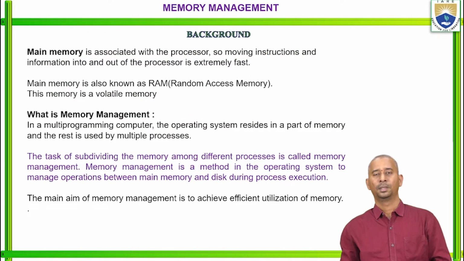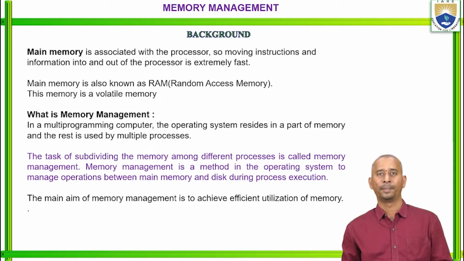So this is some background related to memory management. We know what is meant by main memory. Main memory is associated with the processor. Whatever instructions we are going to execute are always stored in the main memory, so that's why the processor executes more tasks. Main memory is also known as random access memory, because that is a volatile memory. We know what is meant by volatile memory: whenever power is lost, whatever content is available in the RAM may be lost.